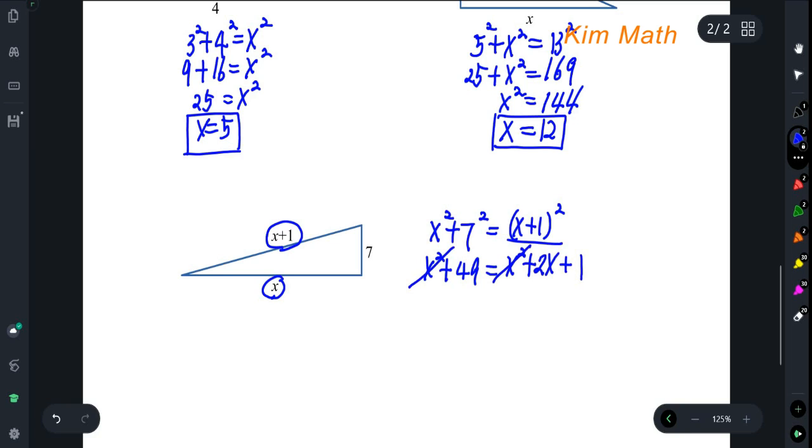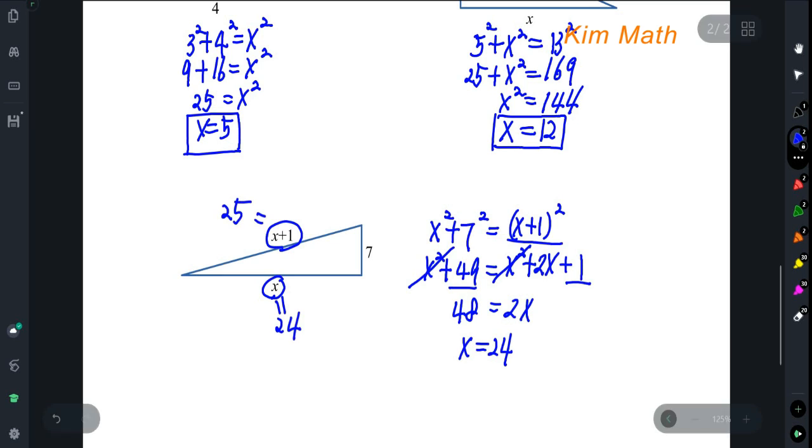Now we can cancel out x squared, x squared. If you subtract 1 to eliminate 1 from the right side, this will be 48 equals 2x. If you divide both sides by 2, x will be 24. Okay, so this will be 7, 24, and this will be 25. It's okay.